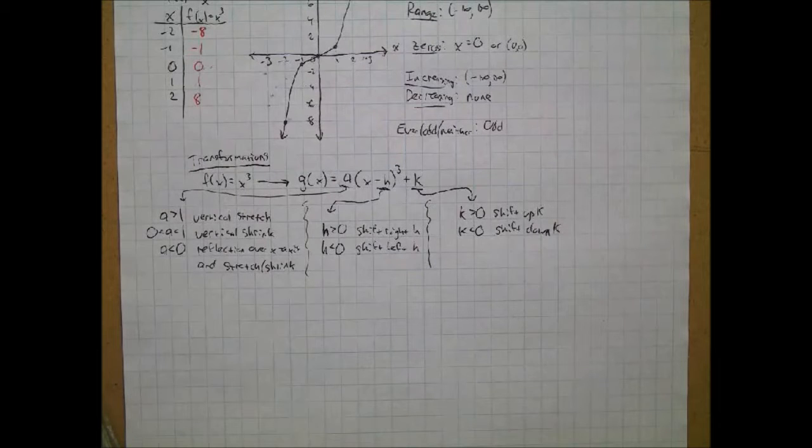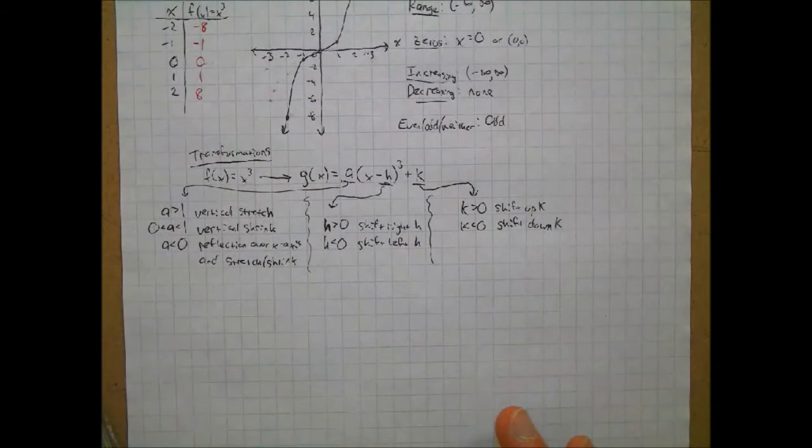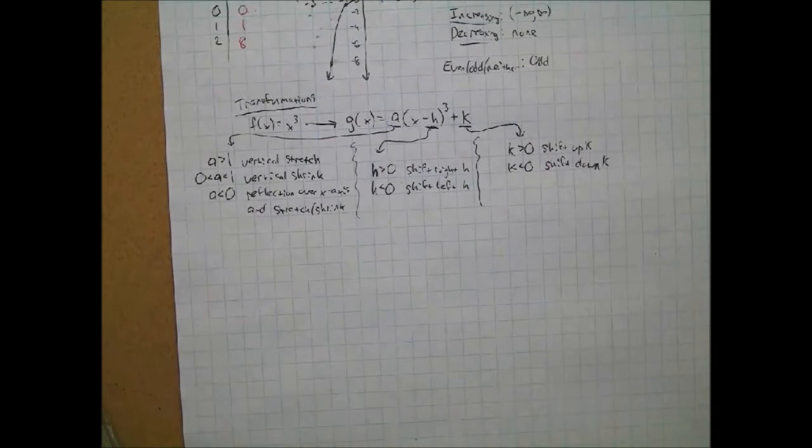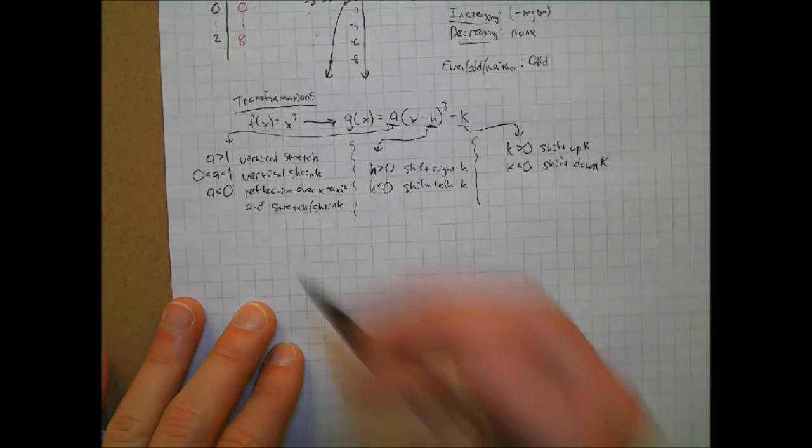So, let's see here what we can come up with then. Let's try some. And I'm just going to jump right in to a couple transformations at once. I'm not going to spend too much time on, well, here's one just shifted right one, or here's one just shifted down one. We're going to combine them all together at once here. All right, so let's just do a couple examples.